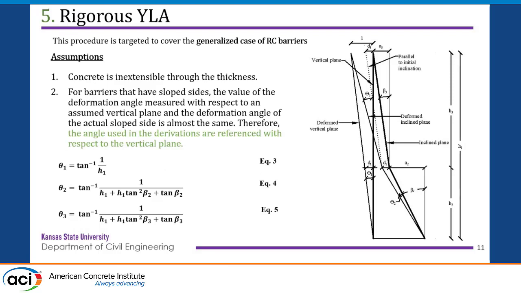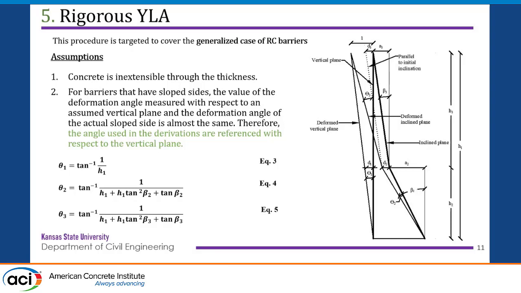Our contribution comes here to overcome those three underestimating factors. And we made two assumptions. The first one is that the concrete is inextensible through the thickness. And the second one, we want to measure the rotations of the sections with respect to a vertical plane. So the inclined surfaces that have actual rotations of theta 2 and theta 3, we will consider those as theta 1 in our calculations to simplify the analysis process.